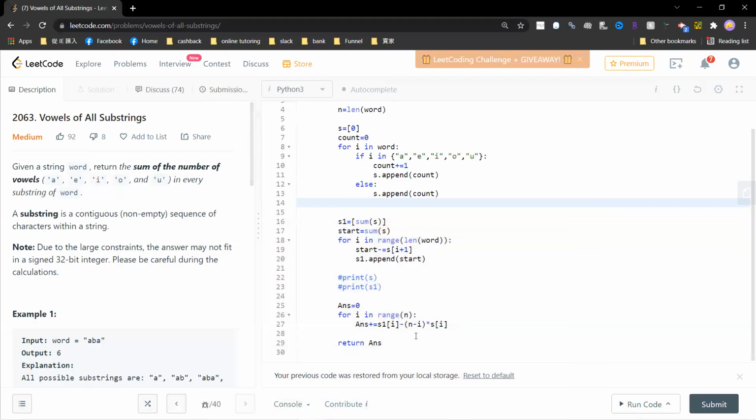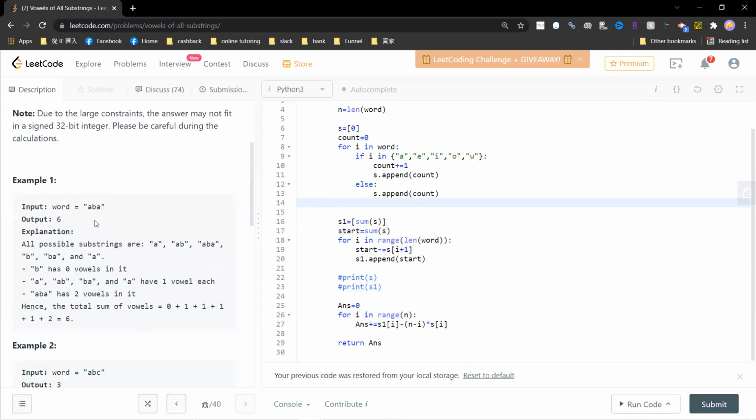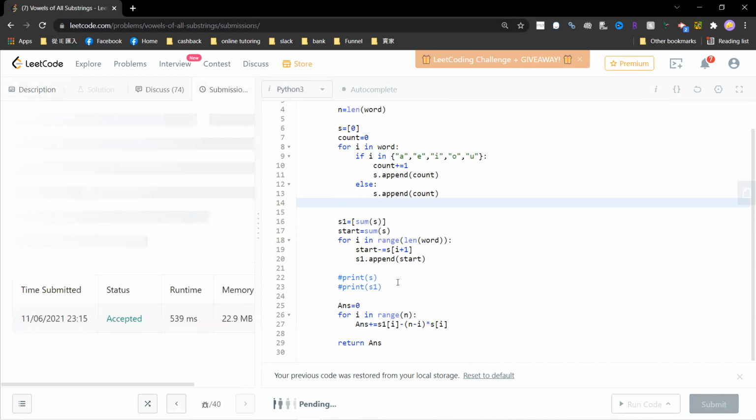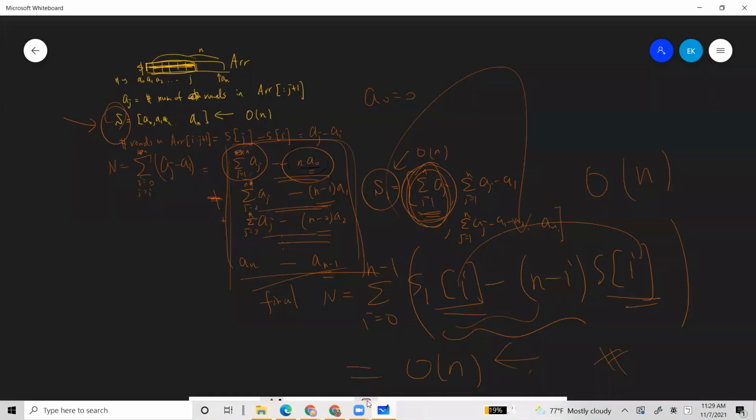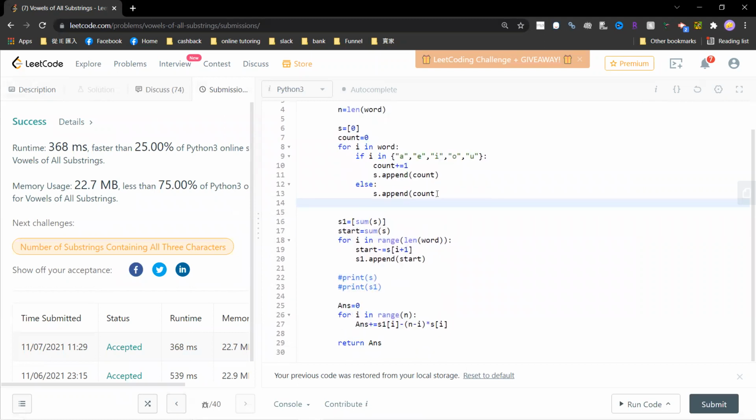So you just go through it, and this is the answer. Let me submit. Yes, this is linear time. It's not very fast, but it still solves the problem. I think I don't need to do the examples. Okay, see you guys in the next video.